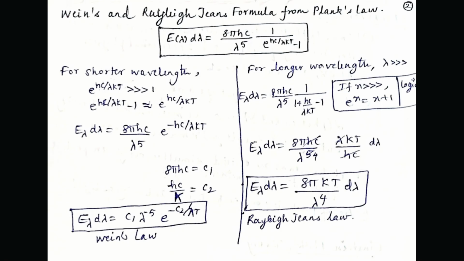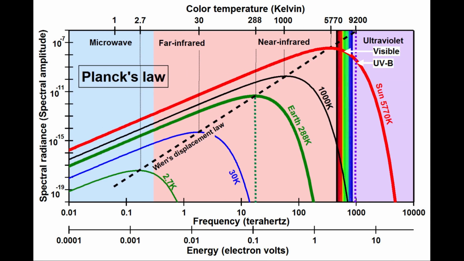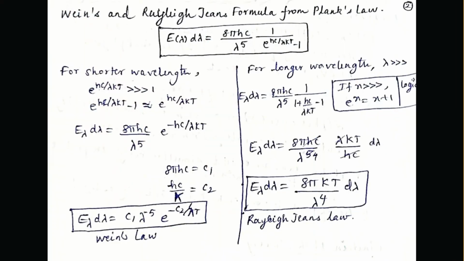So we all know E lambda d lambda is equal to 8 pi hc by lambda power 5 into 1 by e power hc by lambda kt minus 1 is the Planck's law that we got. So if you want to derive Wein's law, we should be using it for shorter wavelength. Here we divide into two cases, for shorter wavelength and for longer wavelength.